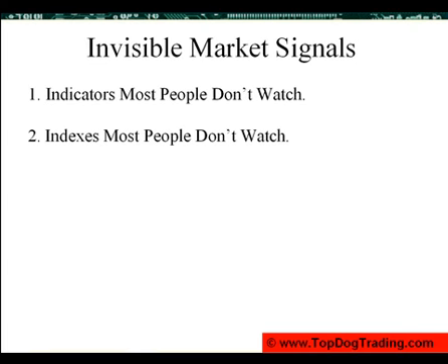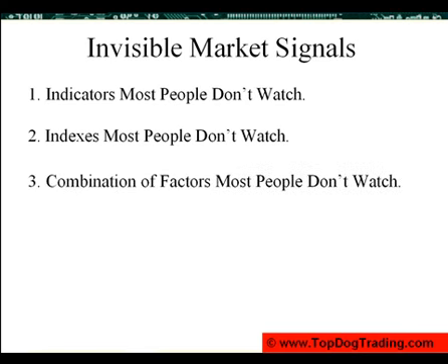Another one would be indexes that people don't watch. And again, there's a lot of indexes that are very important that most people just are not watching. Some of them are statistical indexes. For example, they're not just watching a particular market like the Dow or the S&P, but there's statistics regarding the market that a lot of people don't even watch. And so they're invisible. Essentially, anybody could see them, but most people aren't watching them, and so they are, in a practical sense, invisible to most traders.